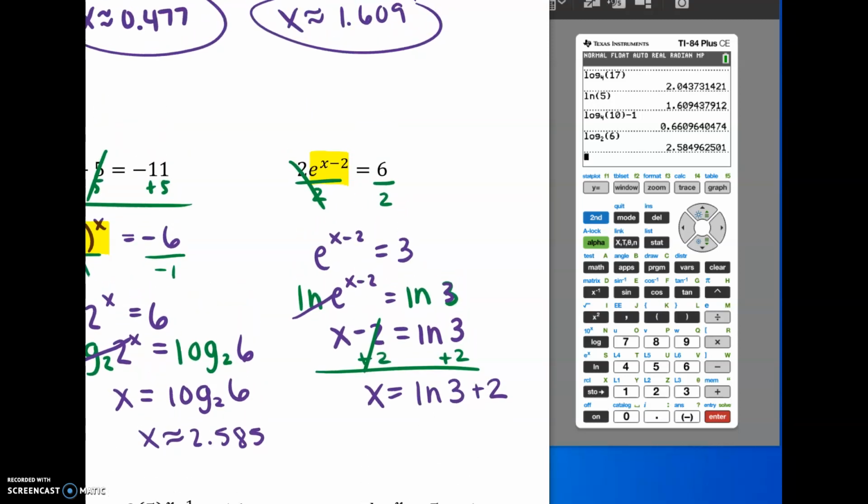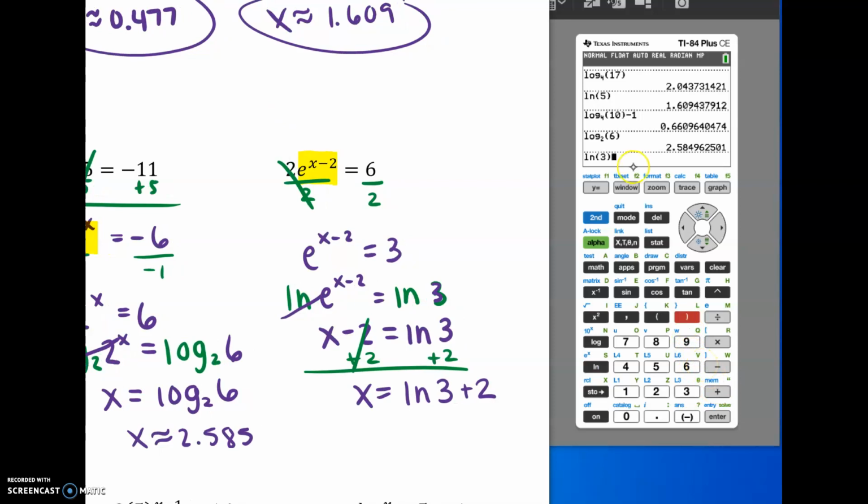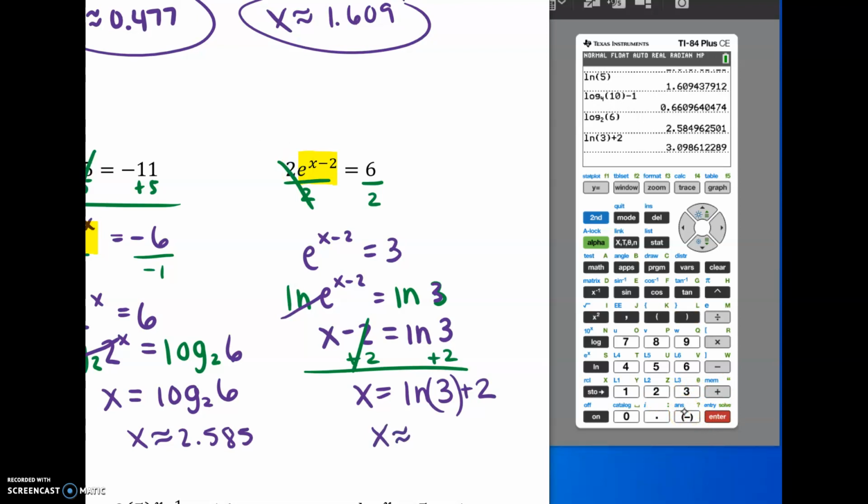If you need to get the decimal for your assignment or anytime in the future, just go ahead and type it in. Now, on this one, make sure you close the parentheses. So if you need to write that down here, like this, it is in parentheses. If you don't, then it will take the natural log of 5 because it will add 3 plus 2 first. So plus 2, and you get x is approximately 3.099.